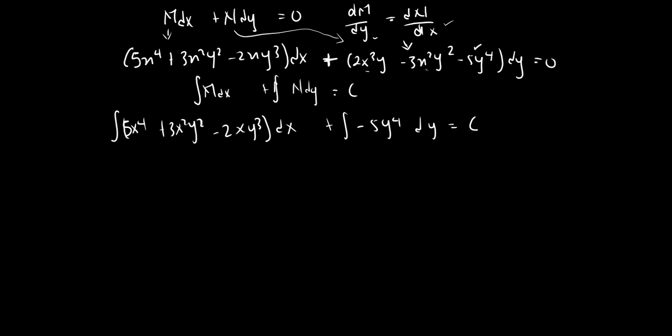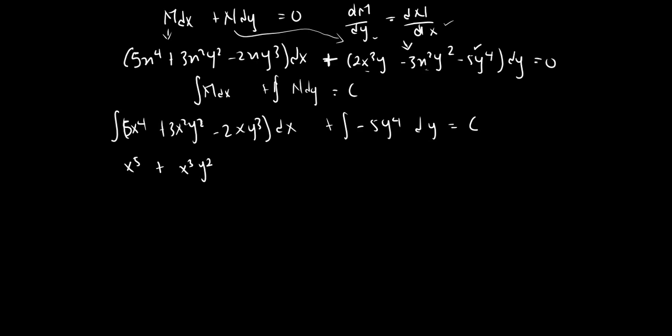So now if we integrate 5x to the power of 4, we are going to get 5x to the power of 5 over 5. The 5 will cancel the 5, so we're going to have x to the power of 5. Then we're going to have plus 3x squared y squared. Remember, y squared is going to be a constant, right? Only x is the variable that we are depending on. So that means 3y squared is going to be a constant, and then we're going to integrate x squared. X squared in the integral is going to give us x cubed over 3. The 3 will cancel the 3, so we're going to have x cubed y squared.